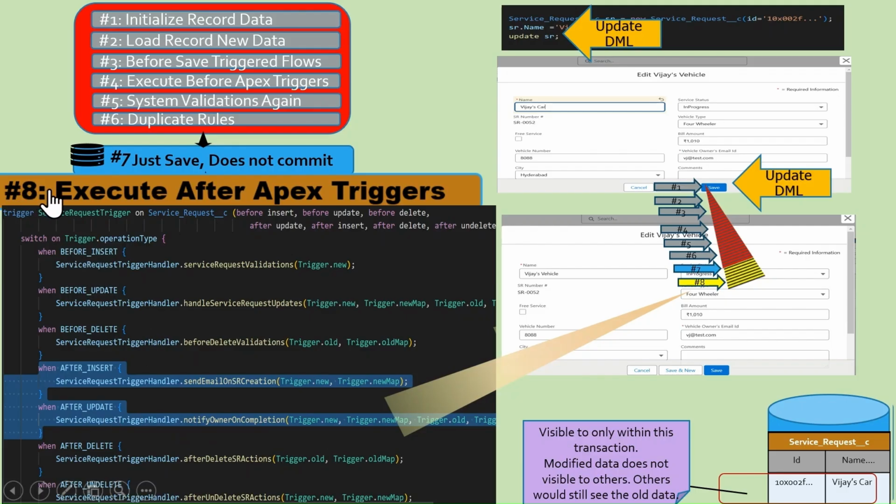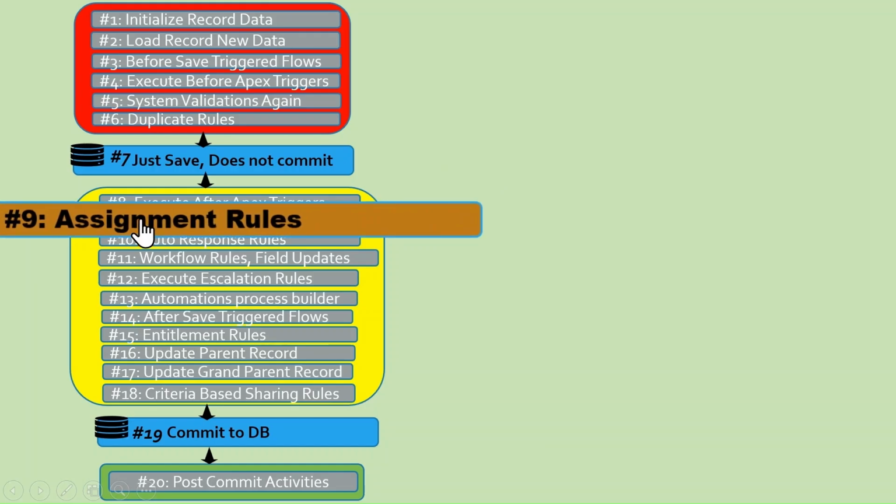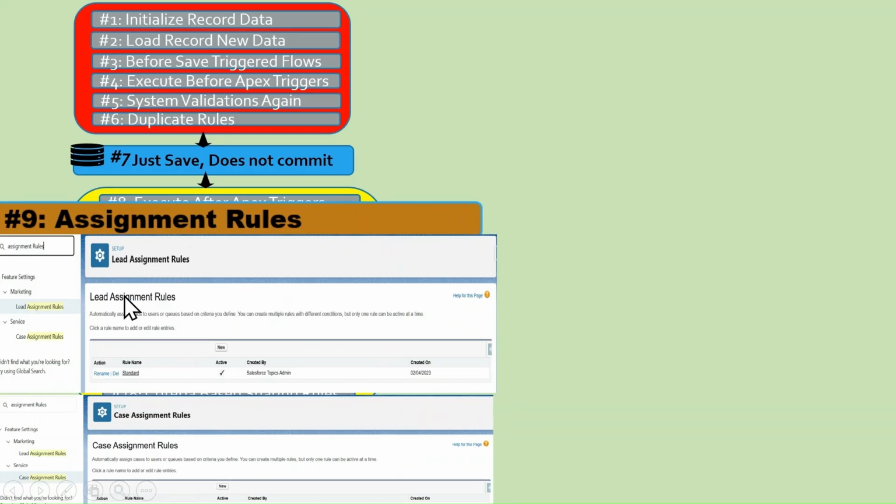After performing step 8, it moves to step 9, that is assignment rules. As part of this step, Salesforce looks for the assignment rules. Of course, assignment rules exist for the leads and case. In the case of lead update or lead insert or case update or case insert, this step is very valuable, or our logic is ultimately making the updates to lead or case. In that case, this assignment rules gets executed.